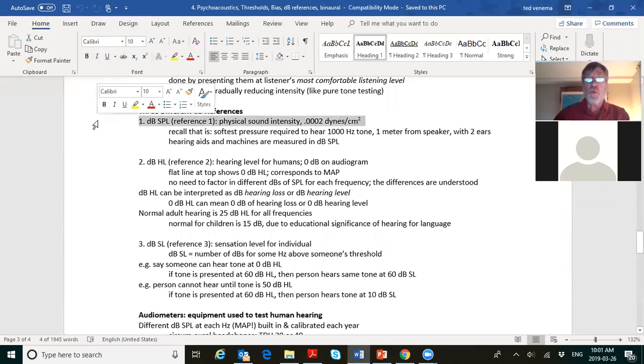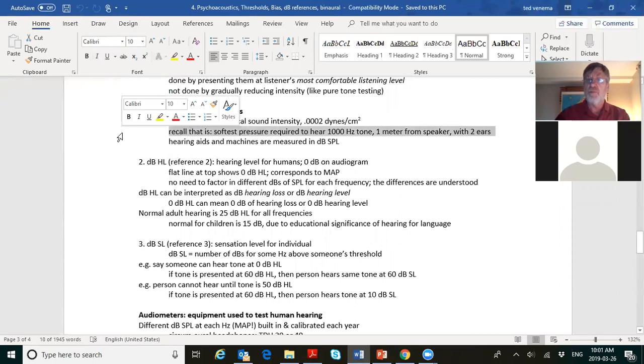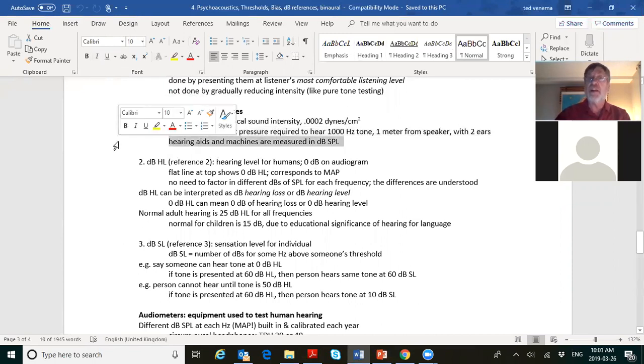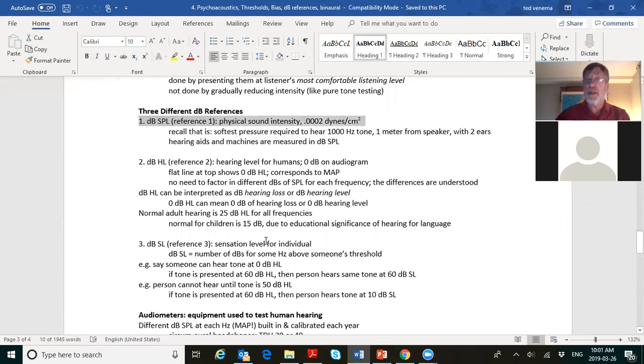dBSPL. What's the softest it took to hear? And that defined 0 dBSPL. 0 dBSPL represents 0.0002 dynes of pressure against your eardrum. And that was the softest pressure required to hear a 1000 hertz tone at 1 meter distance from a speaker with 2 ears. Hearing aids and machines are measured in dBSPL.